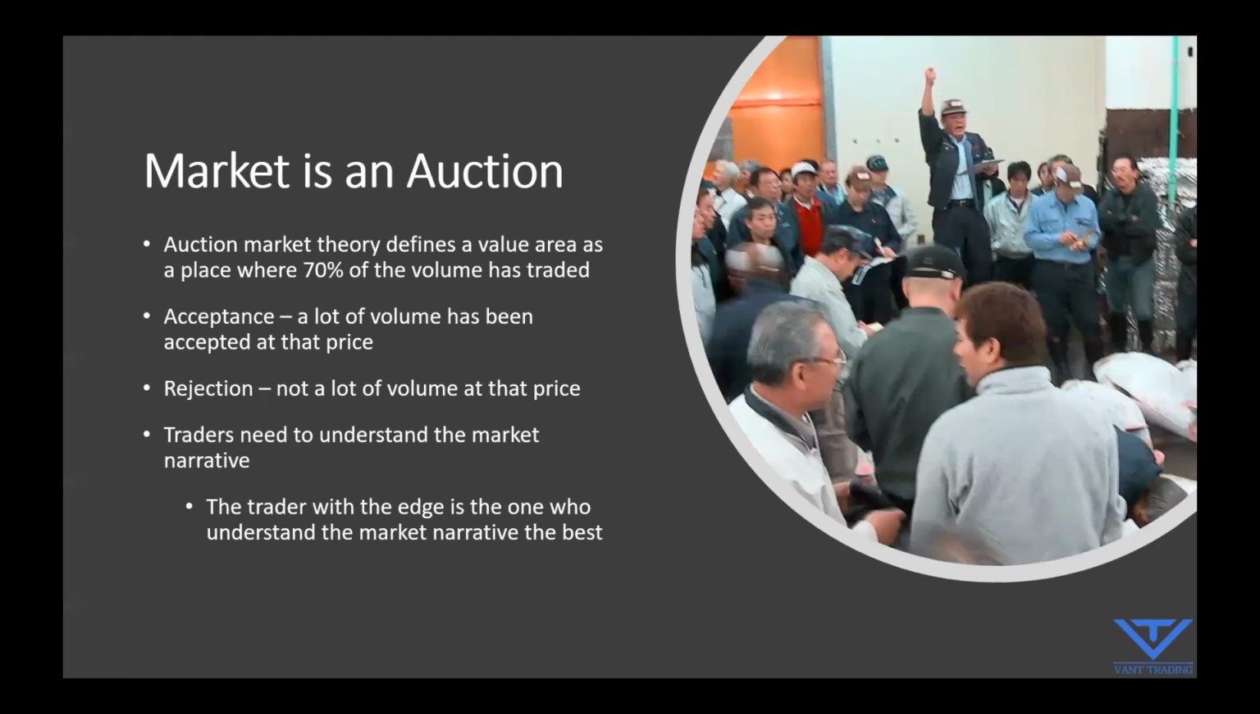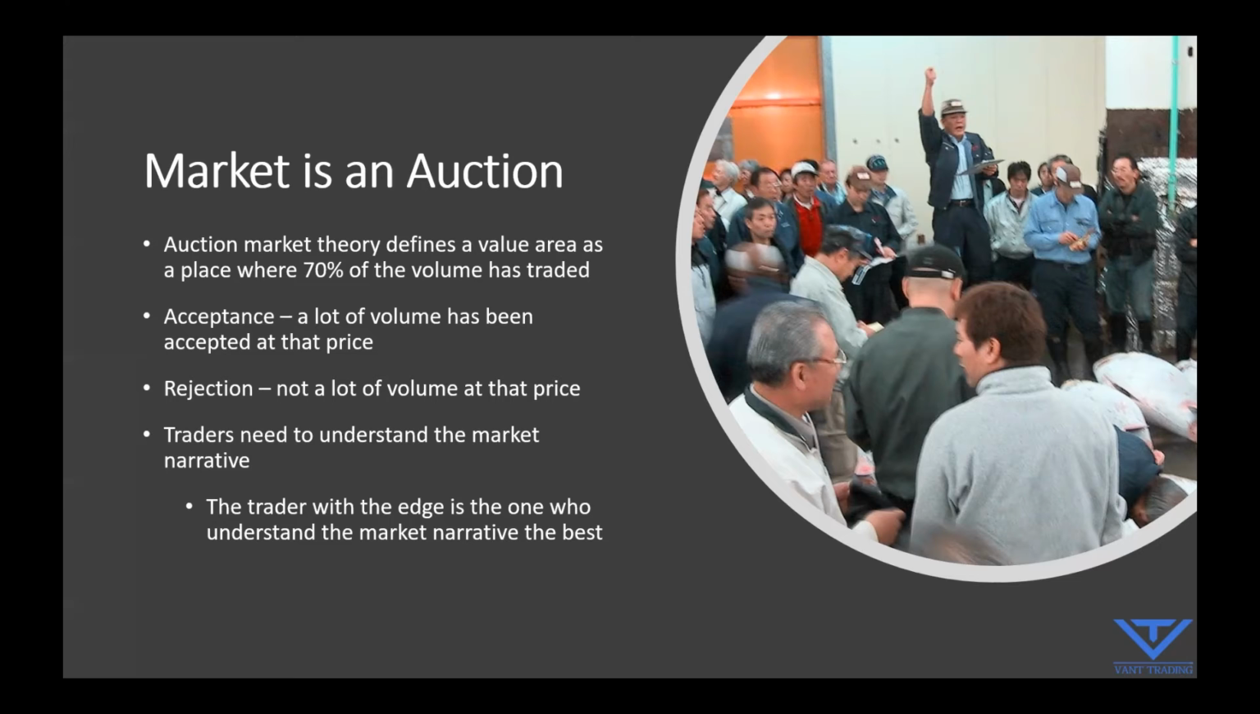Now, if we can identify imbalance before it corrects itself, then obviously as traders, we can make money on that. What you need to understand is the market is an auction. And the auction market theory defines a value area, and I talked about this before, as a place where 70% of the value is traded. Now you have acceptance. Traders accept a stock at a certain price when a lot of volume has taken place at that price, and that's what we call a high volume node. Traders have rejected a price when there's not a lot of volume at that price, and that's a low volume node.